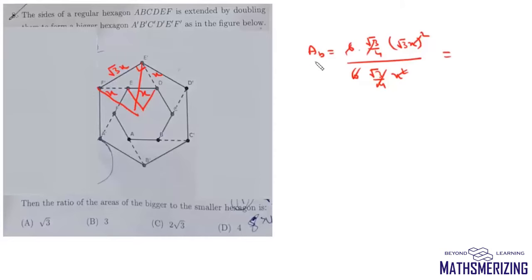So that will be simply root 3 x. Now if we look at the area of this bigger hexagon, it will be 6 times, as we have 6 equilateral triangles, so it will be root 3 by 4 into (root 3 x) whole square, and then 6 times. For the smaller hexagon there will be 6 equilateral triangles of side x, which will give us root 3 by 4 into x square. Now I'll cancel, x square will also cancel. So the ratio of the area of bigger to smaller hexagon will be simply 3, and that's your option B.